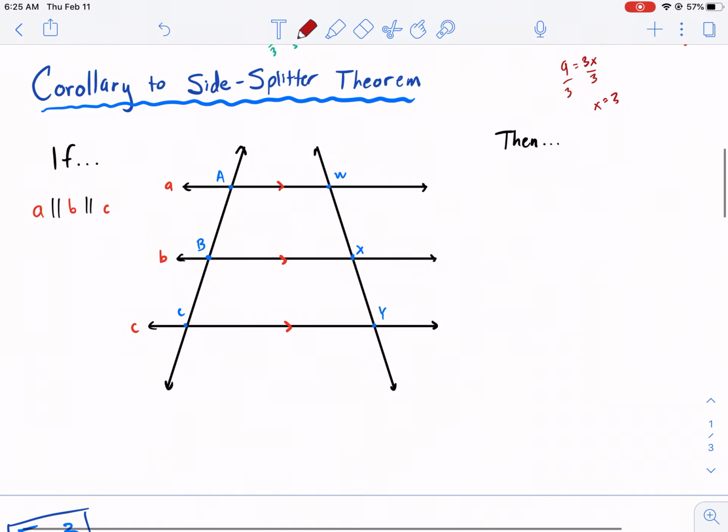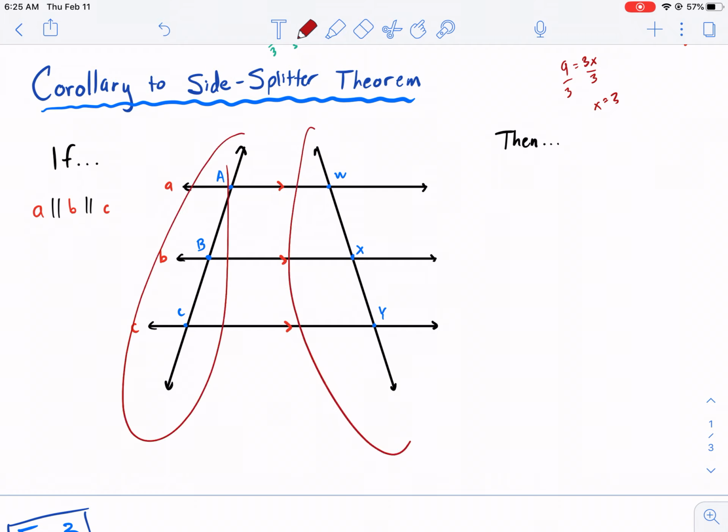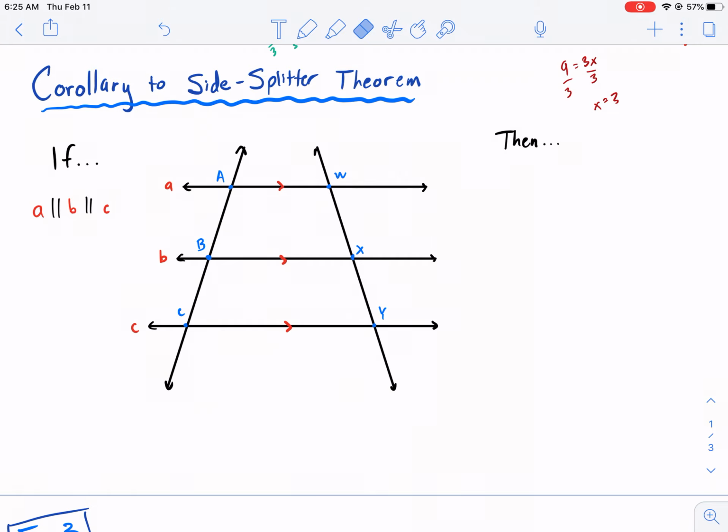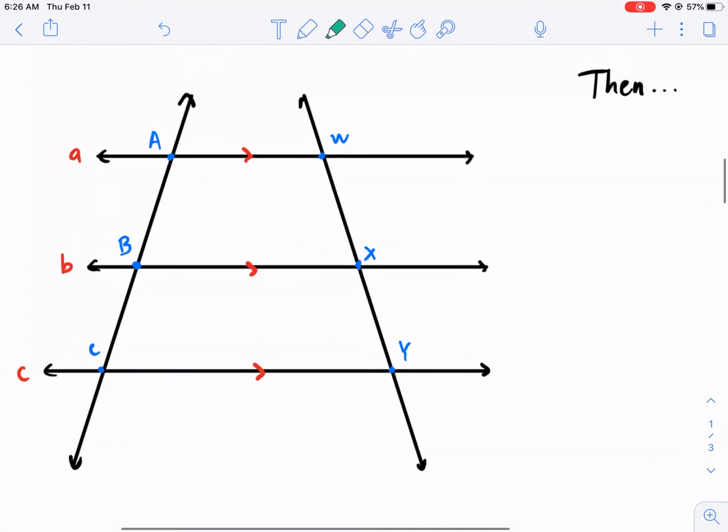Here's a corollary. That means like an additional theorem for the side splitter theorem. If we have 3 sets of parallel lines through 2 transversals like this, 2 transversals, and then you can see we have 3 parallel lines here. We're going to have more angles that are all congruent because of corresponding angles theorem. Oops, sorry, we don't know if those are equal.